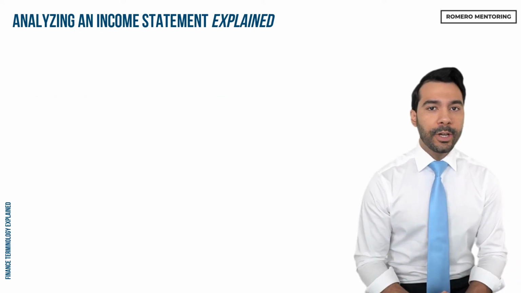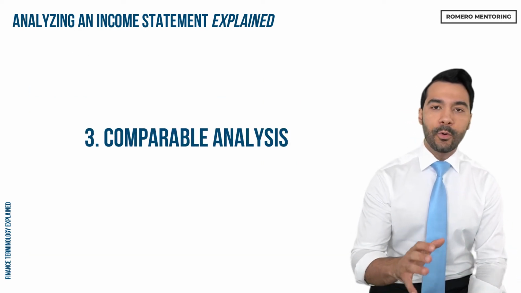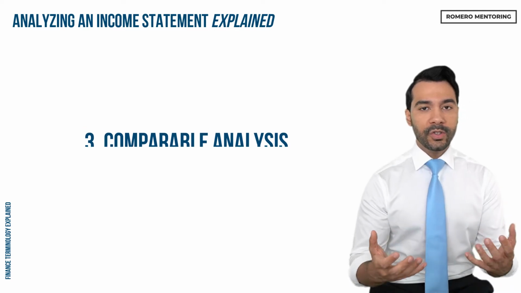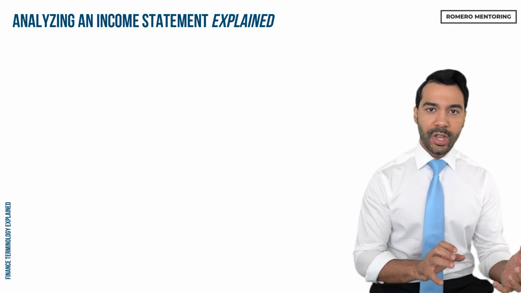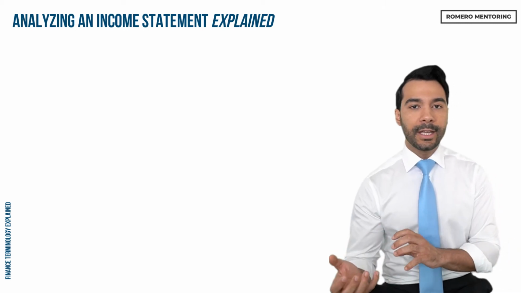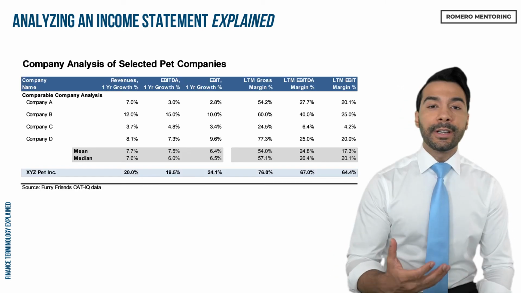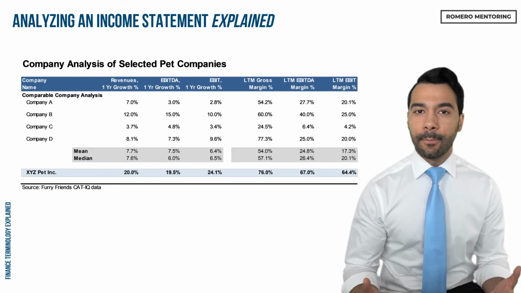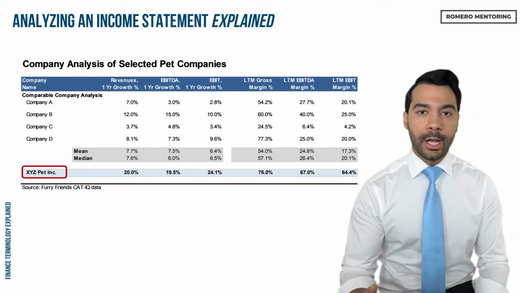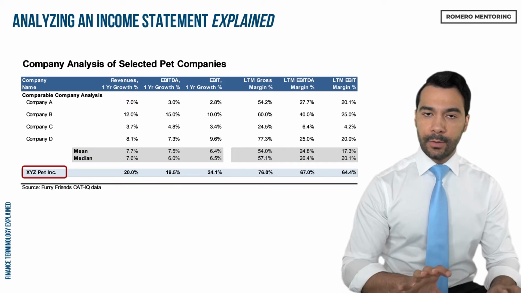Now, if we look at step number 3, comparable analysis, you're going to see that we can compare our company's operating performance from a revenue standpoint and from a profitability standpoint. So here we're illustrating the comparable analysis of our hypothetical company, XYZ Pet Inc. So we're breaking this down into components.